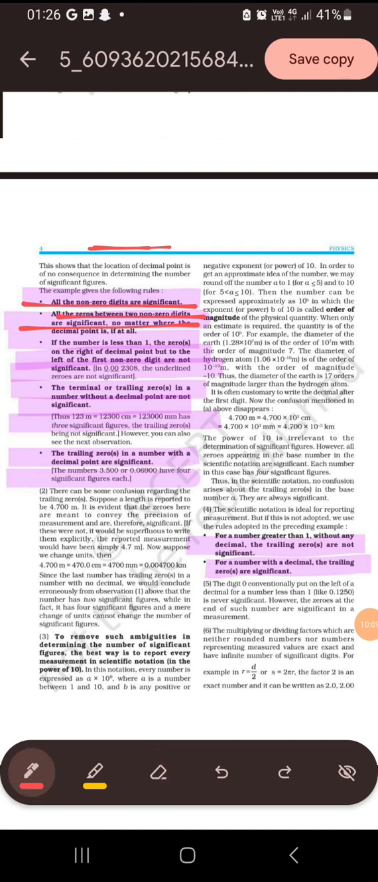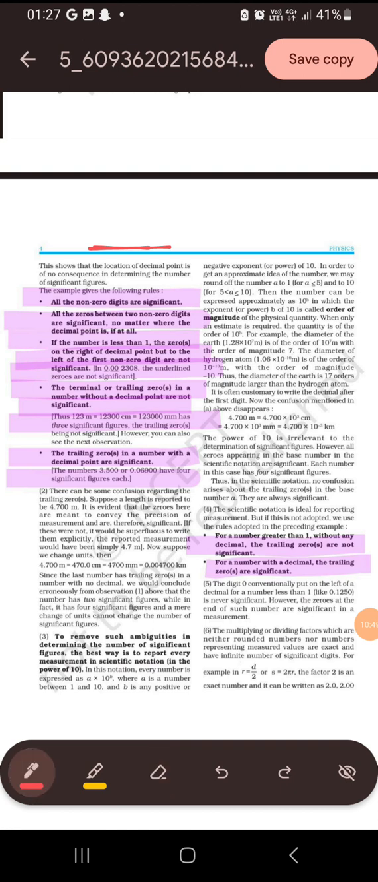And if your number is less than 1, the zeros on the right side of the decimal point but left of the first non-zero digit are not significant. Yes, the zero after the decimal point. In the example they gave, the zeros after the decimal point but before the non-zero digits are not significant. Here there are only four significant digits. The left side zeros are not significant.